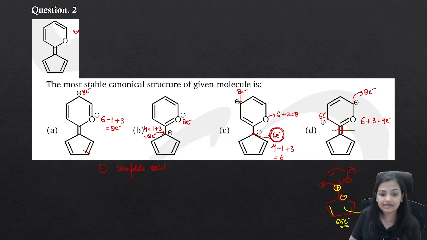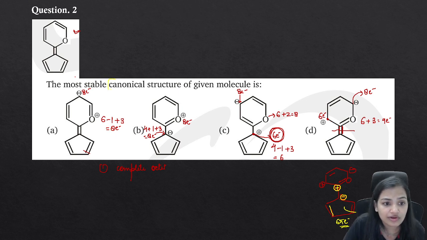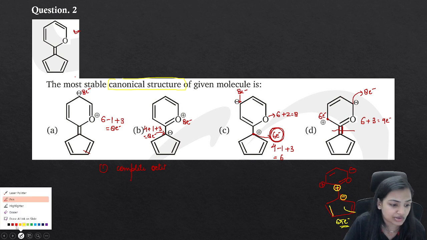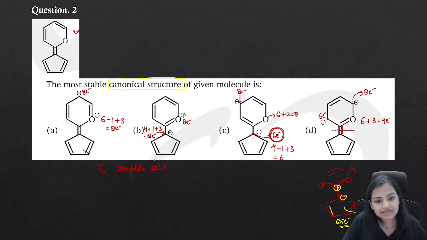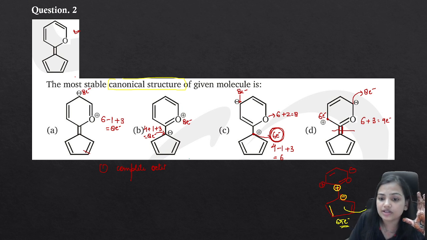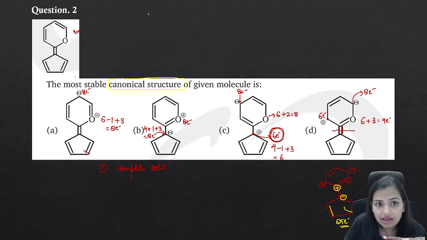Now, but our question is something different. Our question is, which of the following is going to be the most stable canonical structure? So guys, out of all these structures, we found that there were only two structures with complete octet and two structures with incomplete octet. So we came to a conclusion.